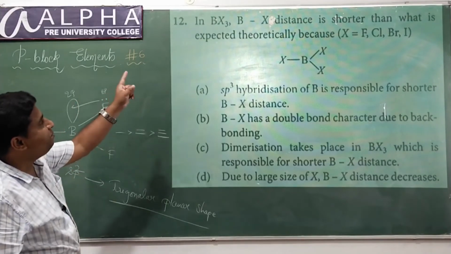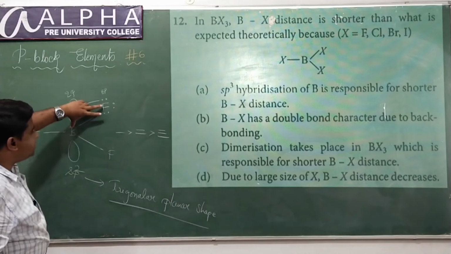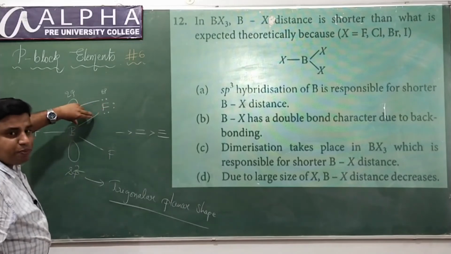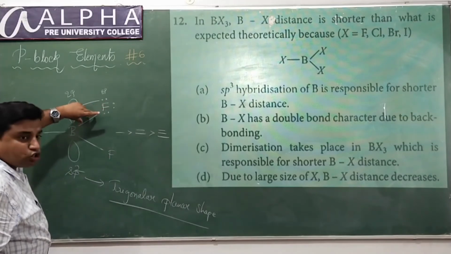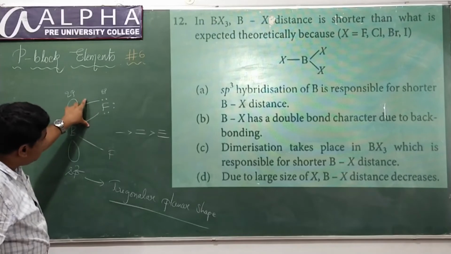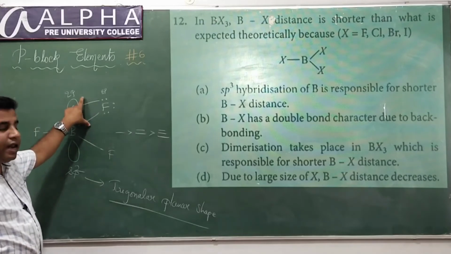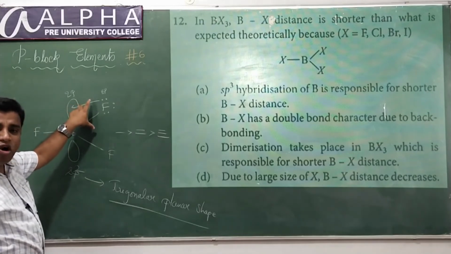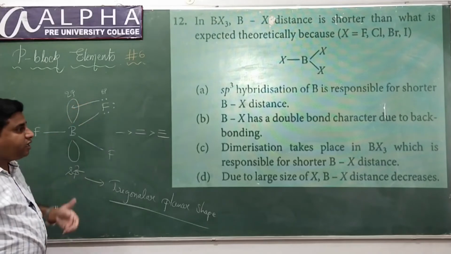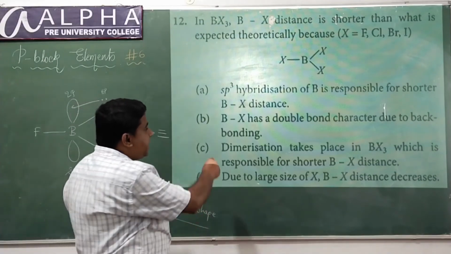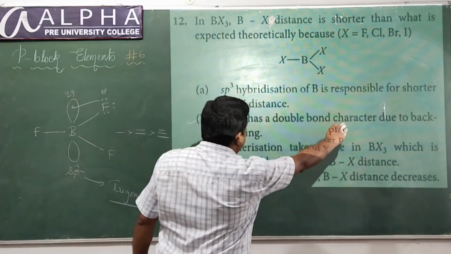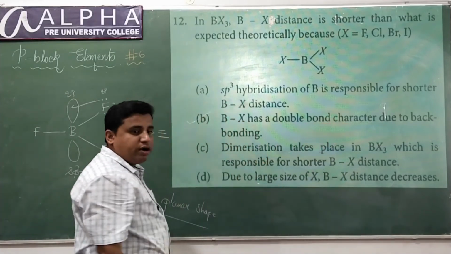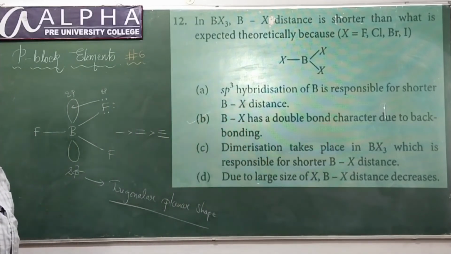In BX3, the B–X distance is shorter than expected. Why is the B–X distance shorter than expected? Because of partial double bond character. Why is there partial double bond character? Because of back bonding. So what is the correct answer? Yes, B–X has a double bond character due to back bonding. Hence the correct option is option B.